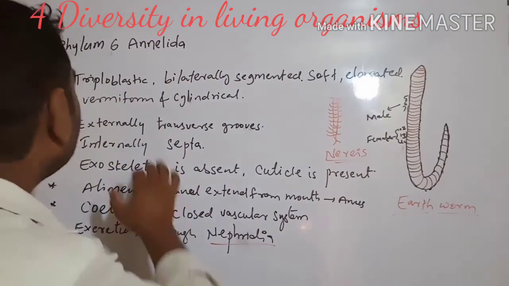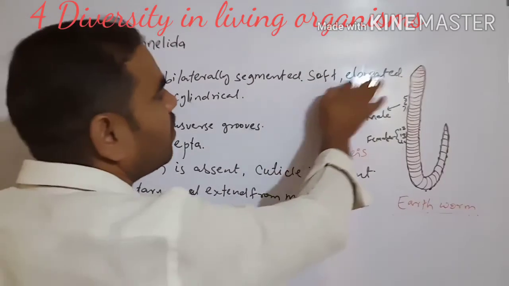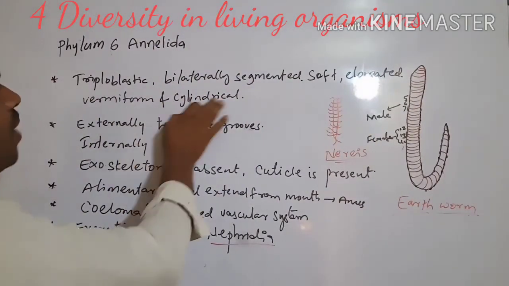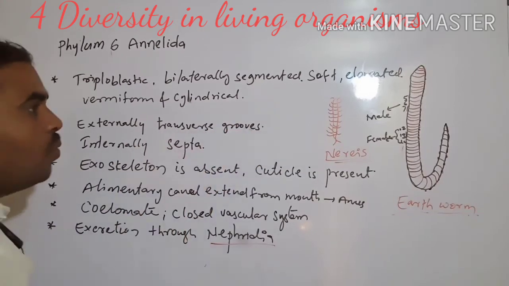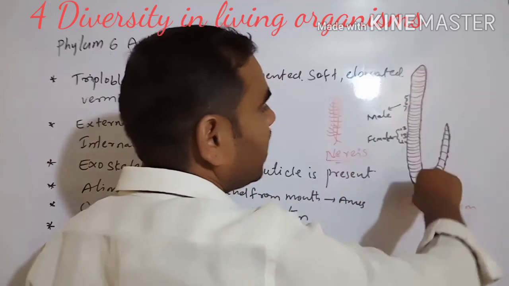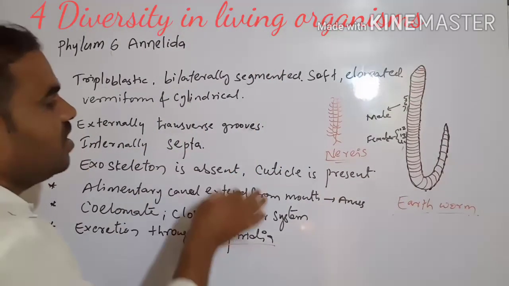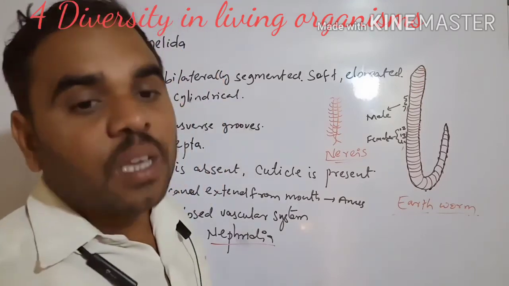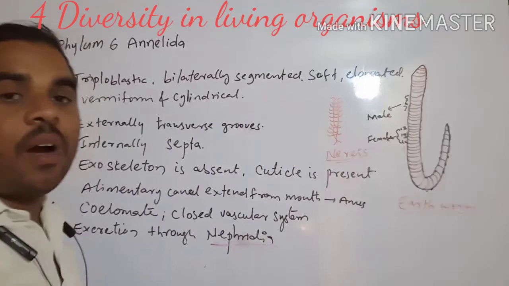This organism is triploblastic, bilaterally symmetrical, segmented, soft, elongated, vermiform and cylindrical. Externally, transverse grooves are there. We can see these grooves. And internally setae are there. They secrete substances to keep their body always moist.